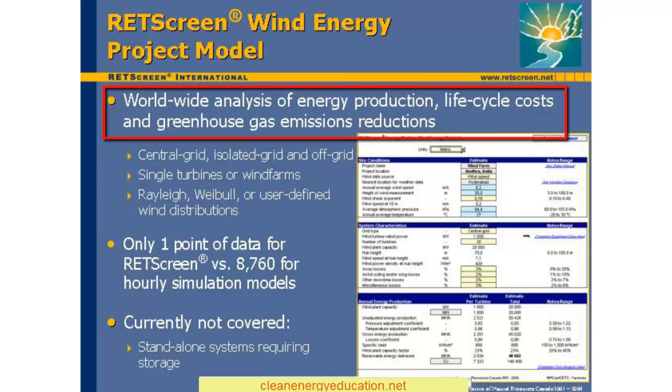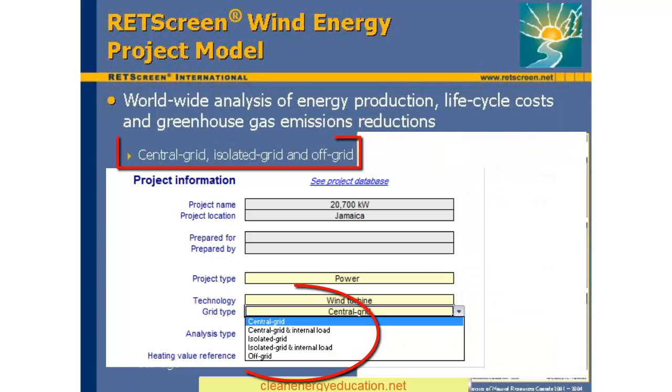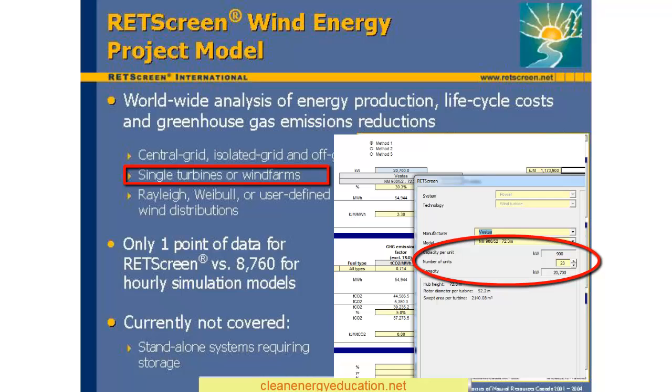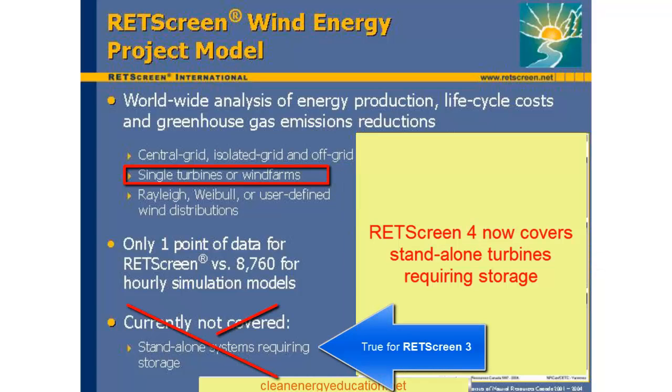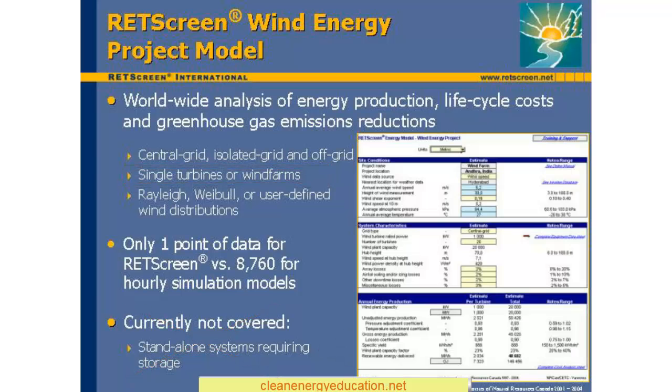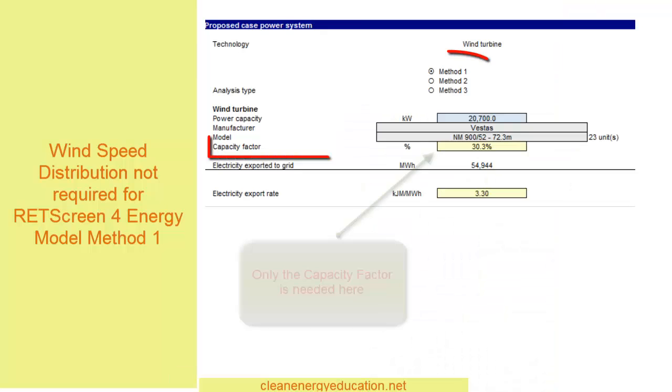For an installation anywhere in the world, it can provide an analysis of the energy production, life cycle costs, and greenhouse gas emissions reductions. The installation can be connected to either the central grid or an isolated grid, a single turbine, or a wind farm. At present, standalone turbines requiring battery storage are not covered by RETScreen. To conduct this analysis, the user provides information about the wind speed distribution at the site.